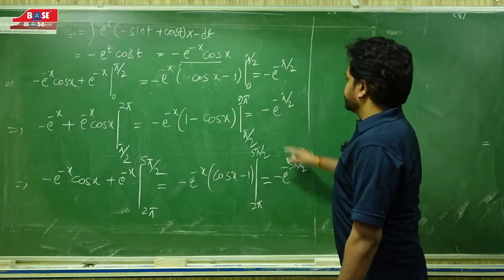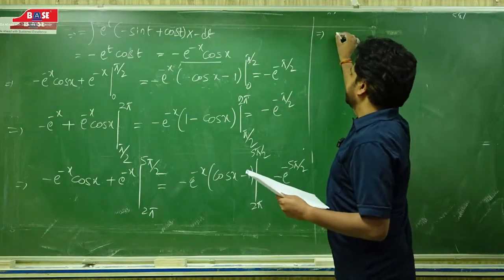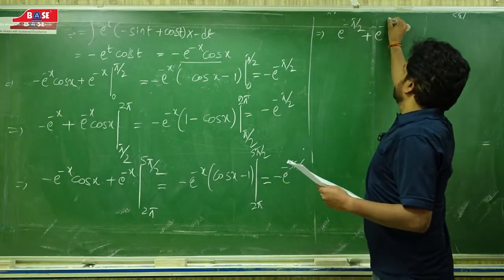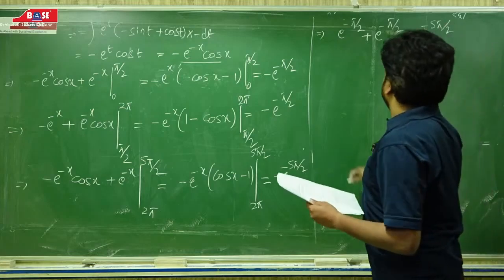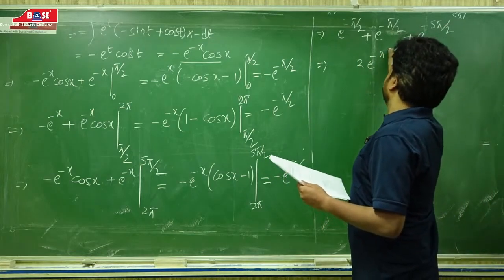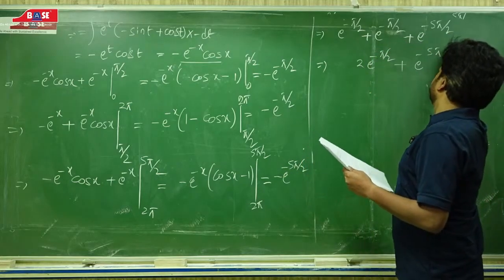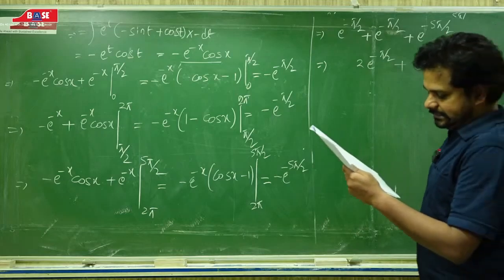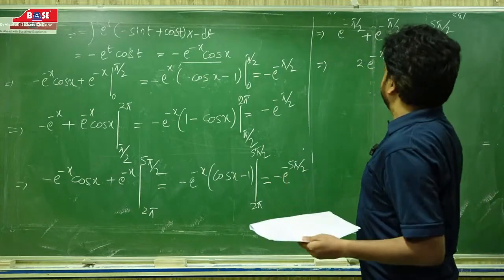So if we add all, because we have to take the modulus of this because we have to find out the area. So finally I will say that we are getting e power minus pi by 2 plus e power minus pi by 2 plus e power minus 5 pi by 2. Clear? Which is going to give us 2 e power minus pi by 2 plus e power minus 5 pi by 2. Okay. So this is our area, which equals, I will say, beta.